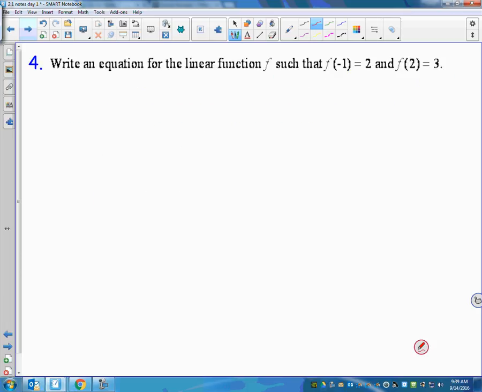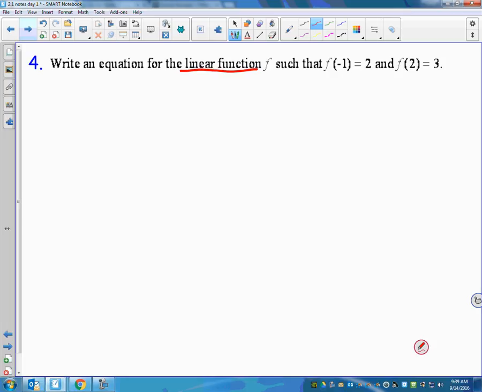Alright, so the other thing we want to talk about is writing equations. Linear functions are polynomial functions, so I want you to be able to write a linear function. If I gave you this in function notation, where f of negative 1 equals 2, and f of 2 equals 3, and I said write a linear function, what do you need to find? Slope. Linear functions have slope, so you have to find the slope between these two points. You could graph it, but I hope that you would just use the formula.